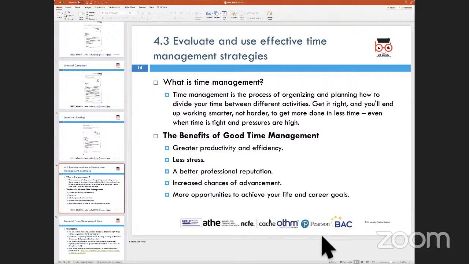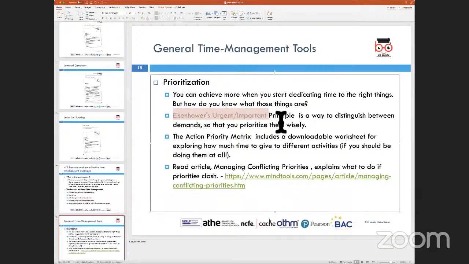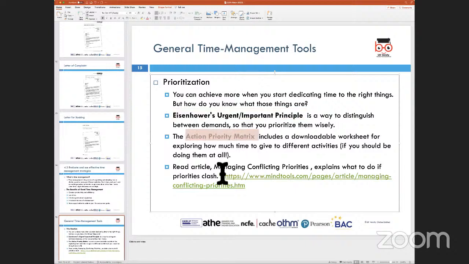Now, when we look at time management strategies within organizations, these are things that most organizations want their employees to look at. And sometimes it's a case of understanding what is priority, how do we set priorities, and how do we address those priorities by doing things which are important because they're urgent, and doing things which are urgent and important.